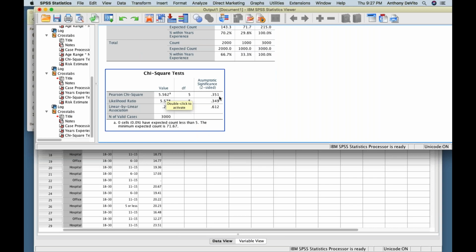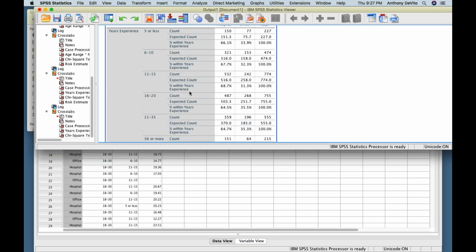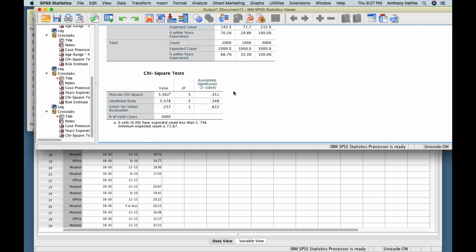So our null hypothesis is that there's no association between the amount of experience and whether or not you're likely to work in a hospital or an office as a nurse. Since this is greater than 0.05, I fail to reject that null hypothesis. So I can't say that there's an association between age and what work environment you would work in for these nurses, right? So I failed to reject the null hypothesis in this case. At least we had data that let us get some numbers out of this thing this time.